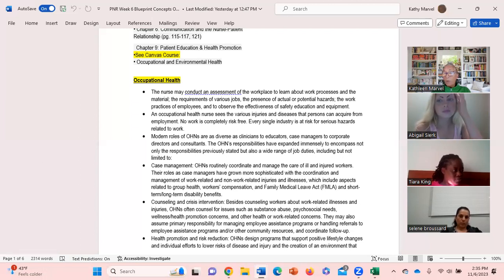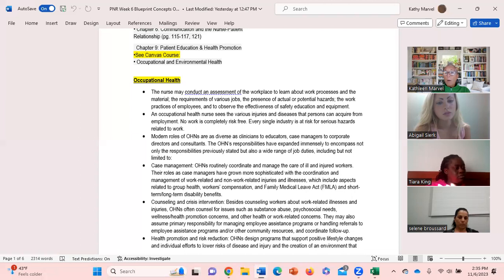And they go through whatever training and information we would need to be able to do our job safely. So they're responsible for not only the workplace, but also clients in the workplace. What if there's a particular unit that has lots of falls? They have to look at that as well. So they're looking at injuries and diseases people can acquire from employment.